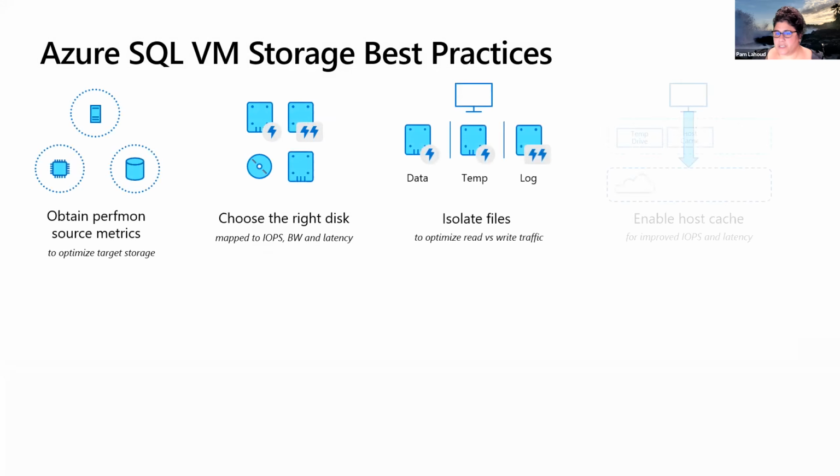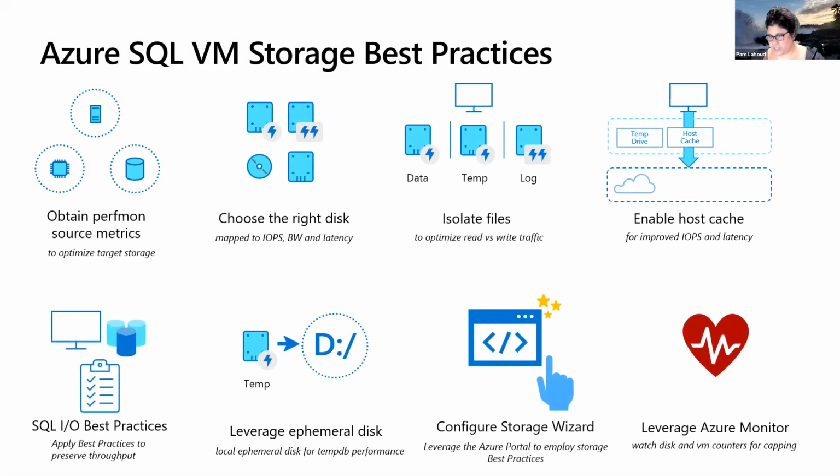So I really just wanted to tie everything together in a single best practices slide. So the first thing is obtain your perfmon source metrics to optimize your target storage. So make sure you get those metrics we talked about. Like I said, it's all documented in our VM documentation, the counters to collecting baselines, the methodology, and then how you map that. Also, David, literally we just did a data exposed, I think it was last week. So the recording is on YouTube for how to map your on-prem IO to potential Azure VM.